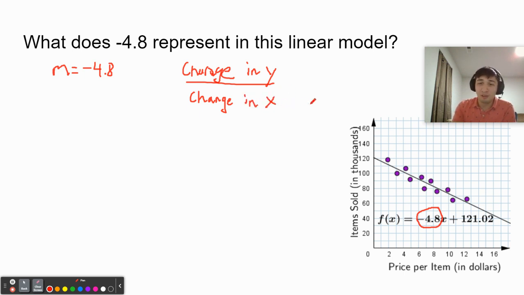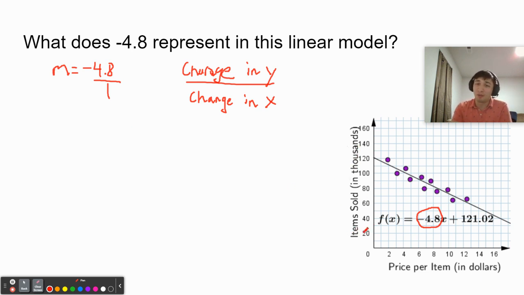Now, what we're looking at here, this line is going down, so the slope is negative, which we see here. And since our slope is negative 4.8, we could consider it as something like negative 4.8 over 1. So the change in y, it's going down by 4.8 for every 1 that it goes across in x. Which again is great, but we need to relate it back to the problem.